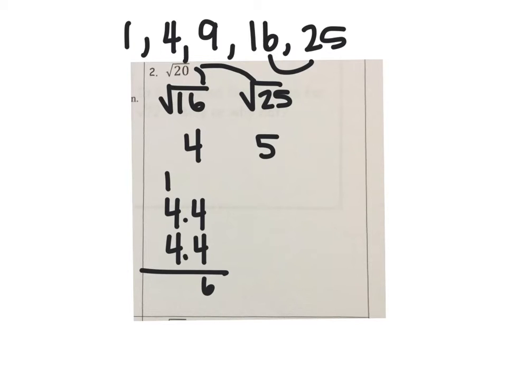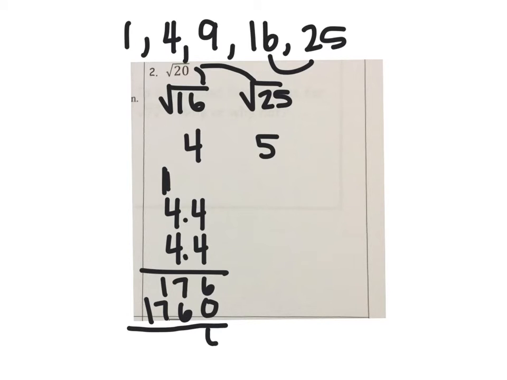Carry the 1. 4 times 4 is 16, plus that 1 would be 17. We're going to move over to the 10s place, so we add a 0 here. 4 times 4 is 16, carry the 1. 4 times 4 is 16, plus that 1 is 17.